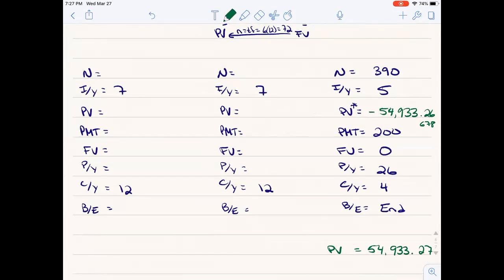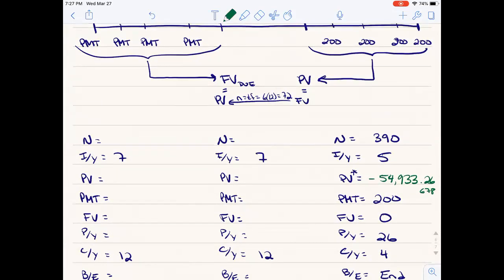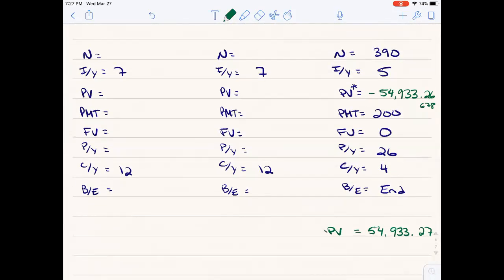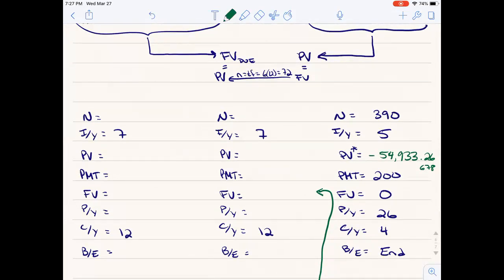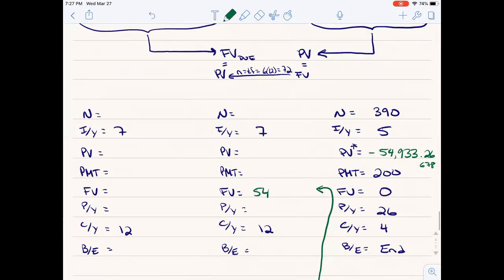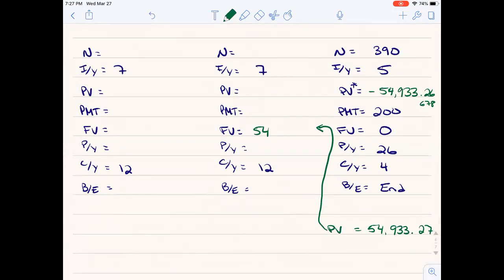So now, this present value, the 54,000, is going to be our future value for the next phase. So this one is going to go here and be used as the future value. I'll put in the number first and then we'll decide if it's positive or negative: 54,933.27.